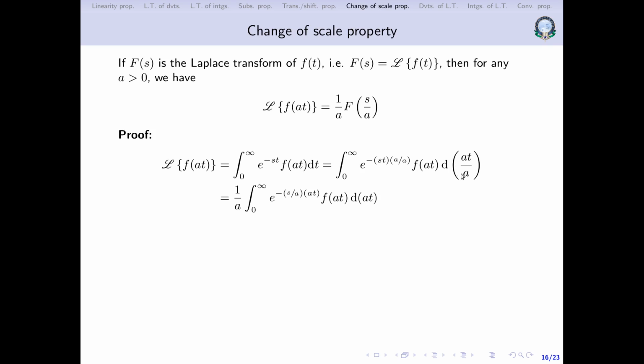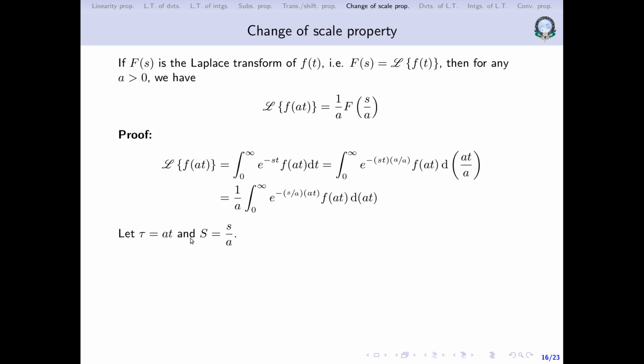So this 1 by a is anyway a constant, so I could bring it outside. Integration from 0 to infinity e to the power minus, this 1 by a I combine with s, so it becomes s by a, and this a in the numerator goes with t, so it gives us at, f of at, and of course this 1 by a has come outside, so what is left behind is d of at.